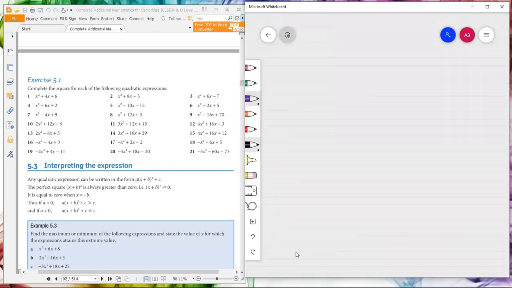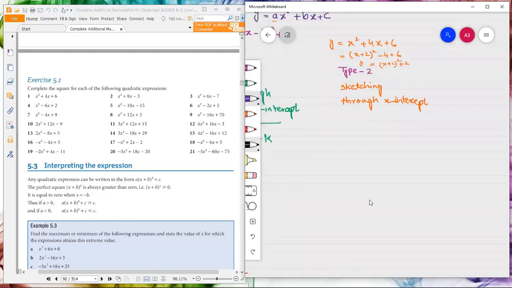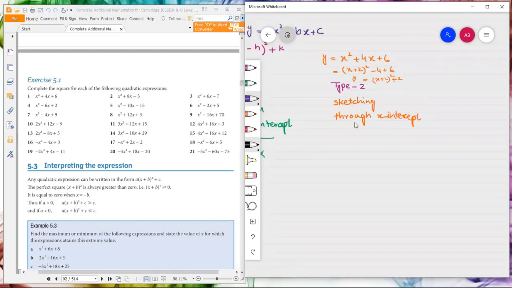In type 2, how can we draw the graph? Looking at type 2, sketching through the x-intercept, how can we find the x-intercept if we have a function that can be factorized?